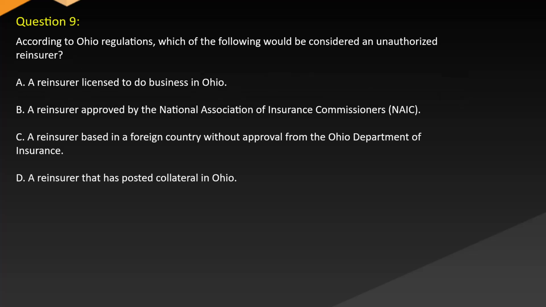Question 9. According to Ohio regulations, which of the following would be considered an unauthorized reinsurer? A. A reinsurer licensed to do business in Ohio. B. A reinsurer approved by the National Association of Insurance Commissioners (NAIC). C. A reinsurer based in a foreign country without approval from the Ohio Department of Insurance. D. A reinsurer that has posted collateral in Ohio.